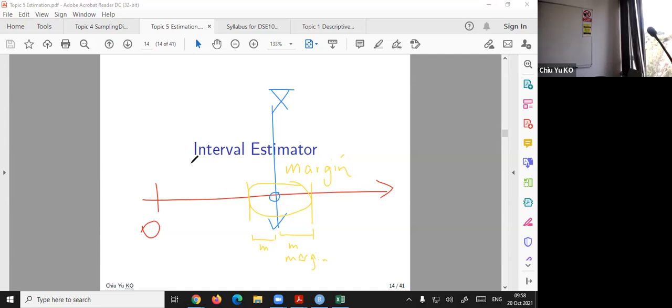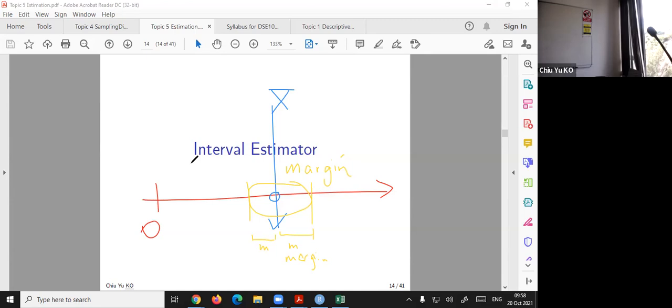Just remember the nuclear bomb, right? No matter where you bomb, the area factor will be the same. Whether you bomb city A or city B, the area of destruction is the same thing. So the same idea: we want a non-random interval to say this is my guess.